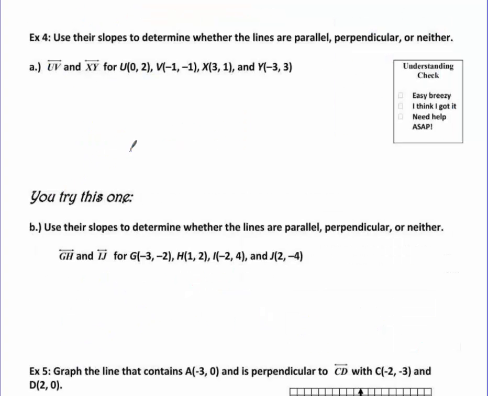All right, so we're going to look at a quick example of what you're going to have to do. So we have two lines, UV and XY, and the problem says use their slopes to determine whether the lines are parallel, perpendicular, or neither. So what you have to do is calculate the slope for each line. So we'll start with line UV. So for UV, we have the point U, which is 0, 2. We have the point V, which is negative 1, negative 1. So for this line, this will be x1, y1, x2, and y2.